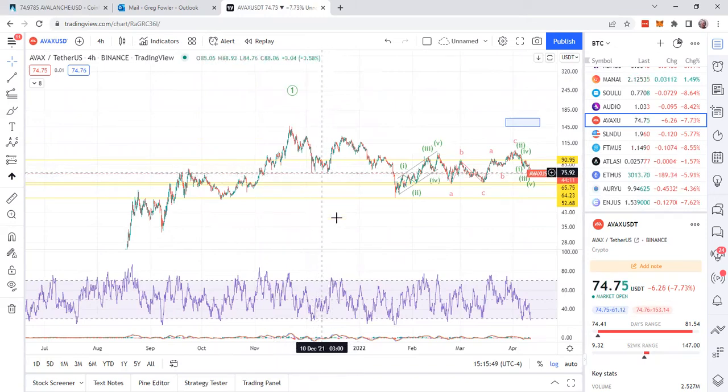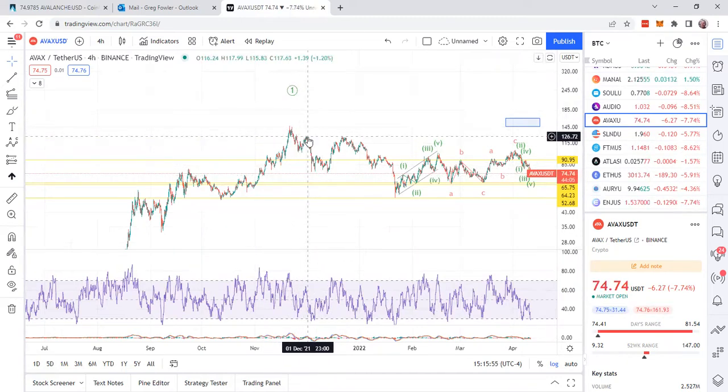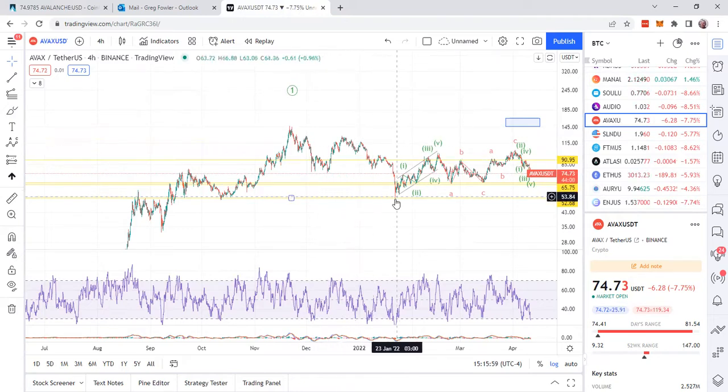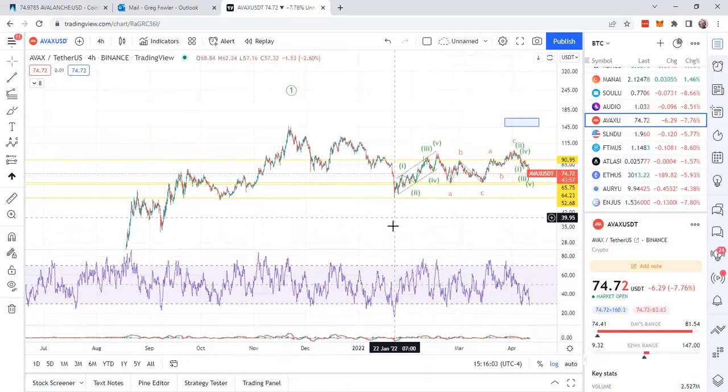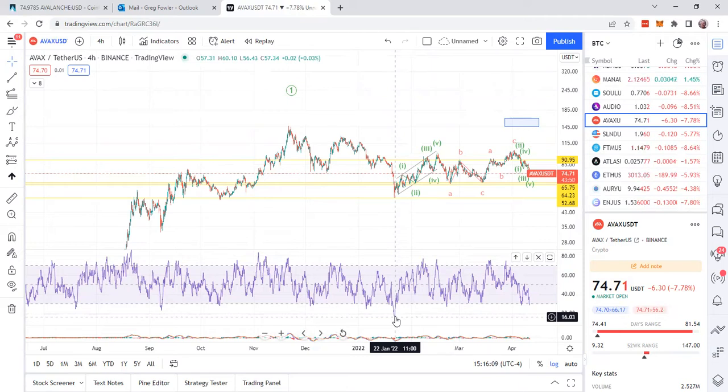Yeah, an impulse. You see the divergence right there. So this was likely 1, 2, 3, 4, 5 up for B and then down for a C. And that's pretty deep. There's no divergence there, guys.